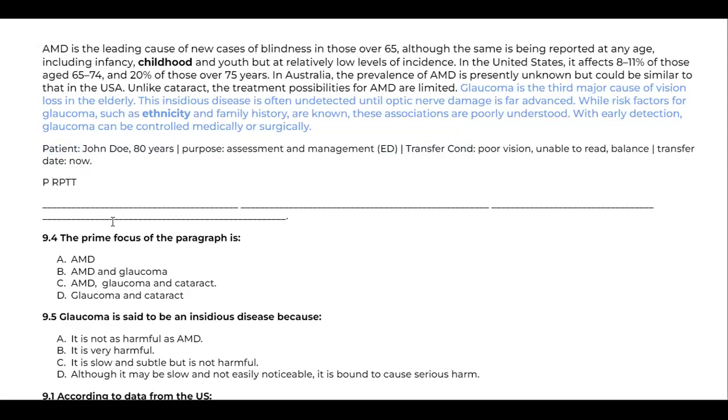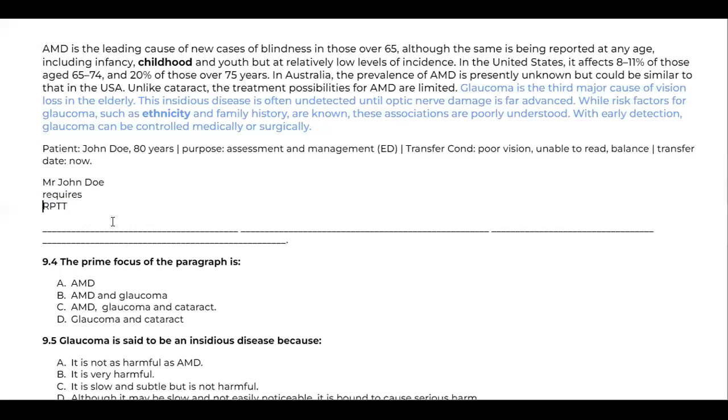You have to write the patient's name. What is that? Mr. John Doe. Somebody please. Mr. John Doe requires urgent assessment and management. He is having poor vision and unable to read. He is being transferred. Can you please repeat that? You are using the same PRPTT method, right? Mr. John Doe requires what? Requires urgent assessment and management.